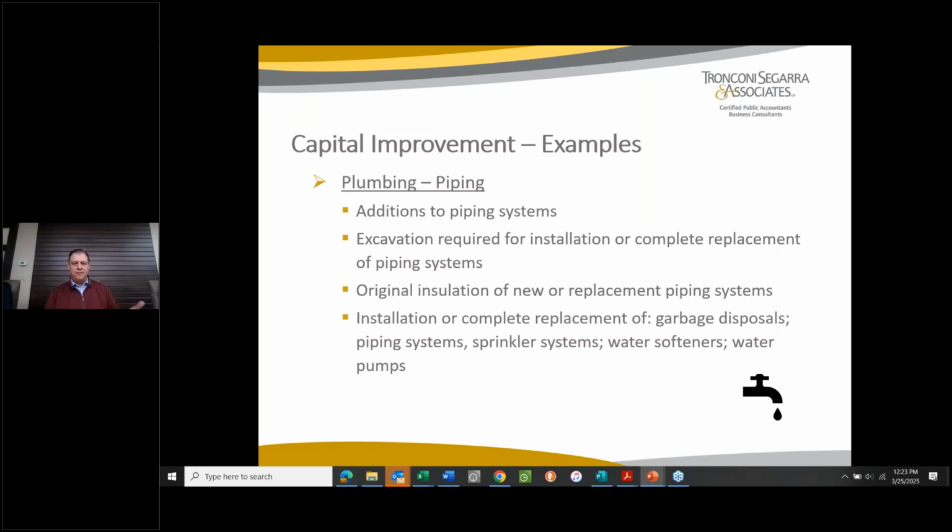On the plumbing side, same thing. The addition to a piping system, if you have to excavate your front yard to completely replace your sewer line or your piping system, the excavation work would be considered part of the capital improvement project. Any type of complete installation or replacement of a garbage disposal, a sprinkler system, water pump, all that would be definitely considered a capital improvement. If you're just repairing your sink, you're putting a new faucet on, that's taxable. If you're unclogging your drains, that's going to be a taxable repair or maintenance service as well.